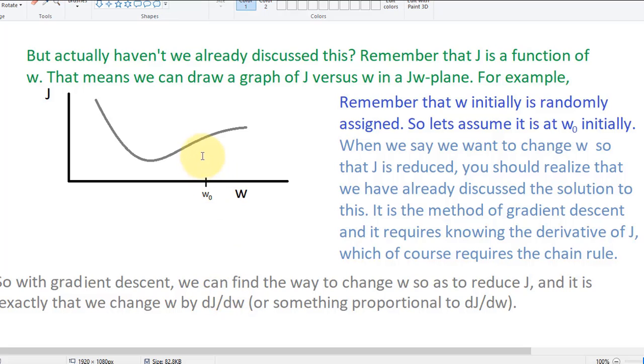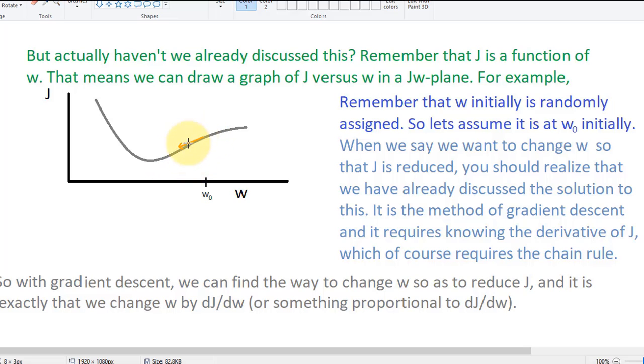So dJ/dW might turn out to be, remember that dJ/dW is basically the slope. The slope is actually a number, so we can visualize it as the slope of the tangent line, and also we can think of it as a direction, because it's either going to be a positive or a negative number, so it's going to have a direction. So the direction is really going to say, if we're starting here, should we move to the left or should we move to the right, depending on whether the slope is positive or negative.